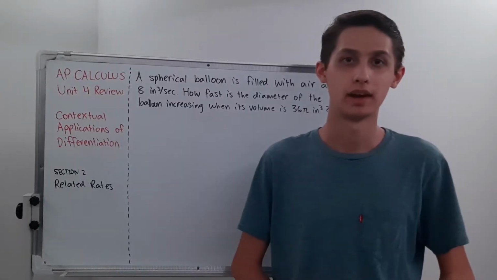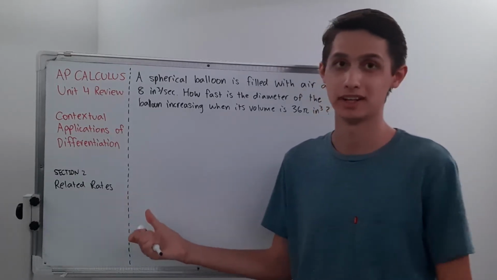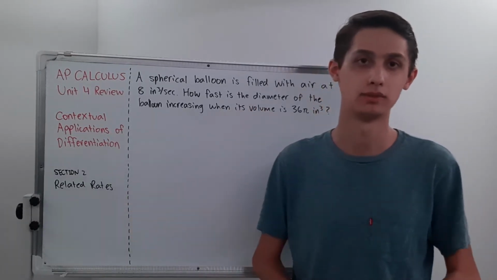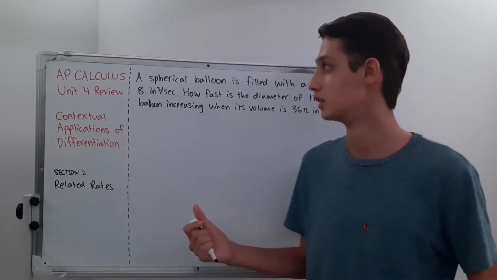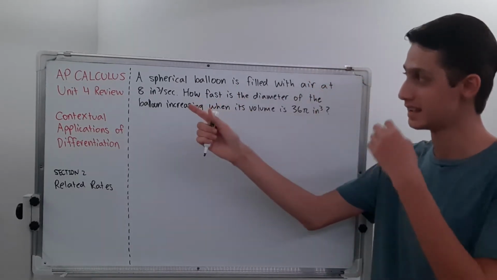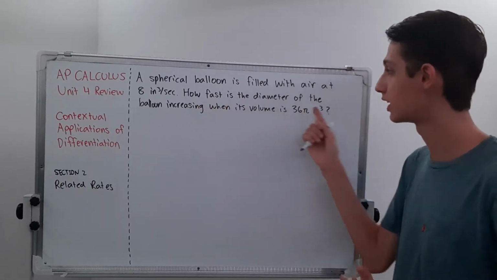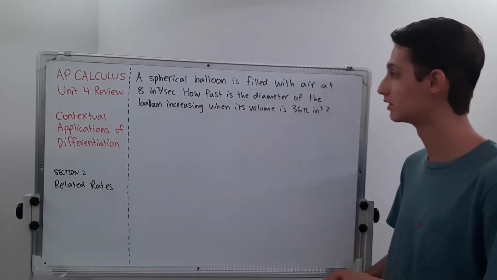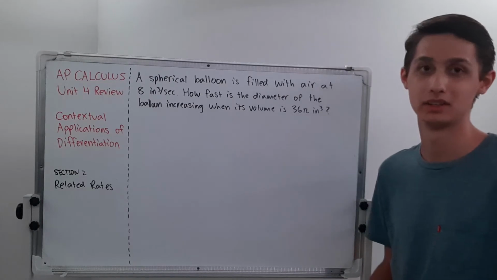Alright, so now we have a problem called related rates. There are different kinds of problems like these, but I'll give you an example. A spherical balloon is filled with air at 8 inches cubed per second. How fast is the diameter of the balloon increasing when its volume is 36 pi inches cubed?